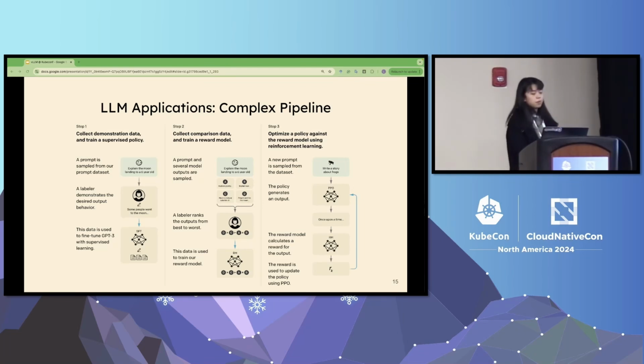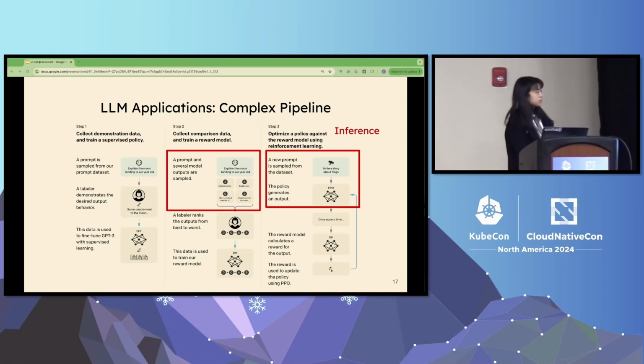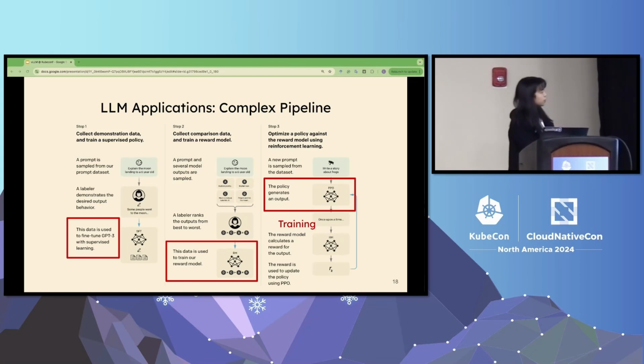But if you look at this pipeline, it's quite complex. You have some data cleaning, data labeling, right? You need to prepare the data for the labelers. You also have some model inference, because you ask the model to generate some answers first, and then ask a labeler to score which answer is good and which is bad. You also need to sample some output to train the policy model, so you need to do model inference. And also you need to do model training, and you need to train 3 models, right?